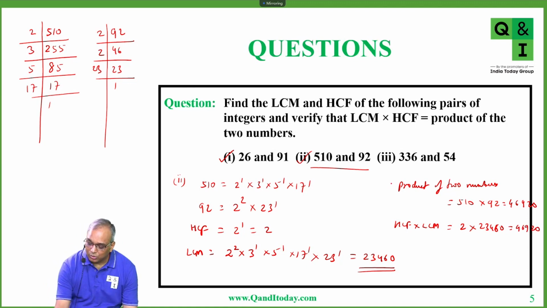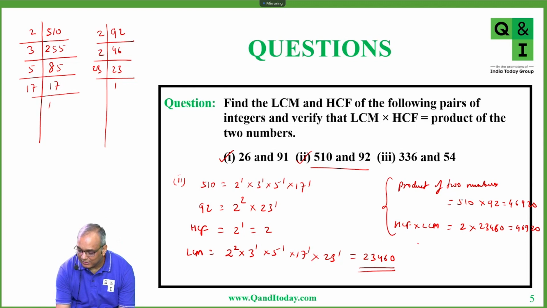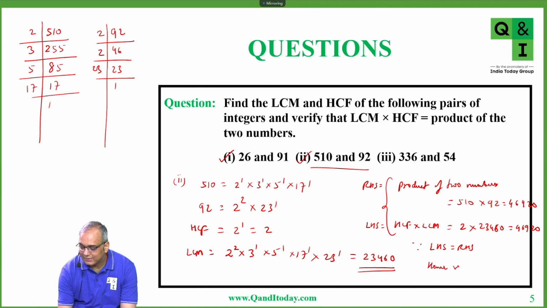So you can see that, let's say this is your LHS and this is your RHS. So since LHS is equal to RHS, hence this is verified.